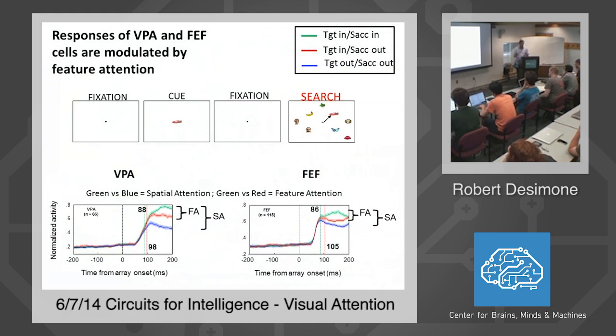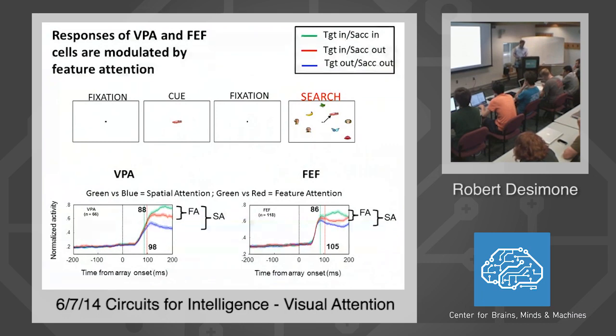The frontal eye field does show effects of feature attention, in that frontal eye field cells do seem to know where the thing is that you're looking for, even when you're not attending to it spatially. That's been known for some time. It's mysterious. How do they do this? Where does that information come from? Because they don't have any feature selectivity themselves. So they must be getting that information somewhere, right? VPA also has both spatial attention effects and feature attention effects, and they happen all about the same time. So maybe the VPA is the source, but who knows?